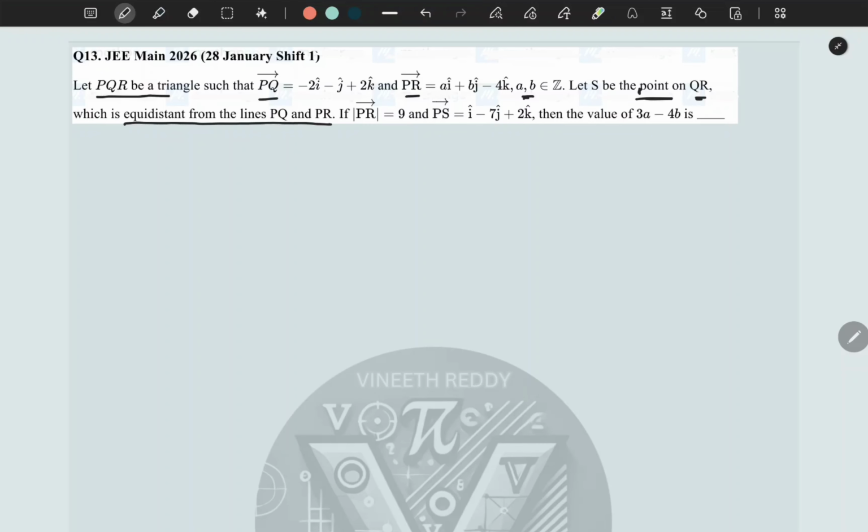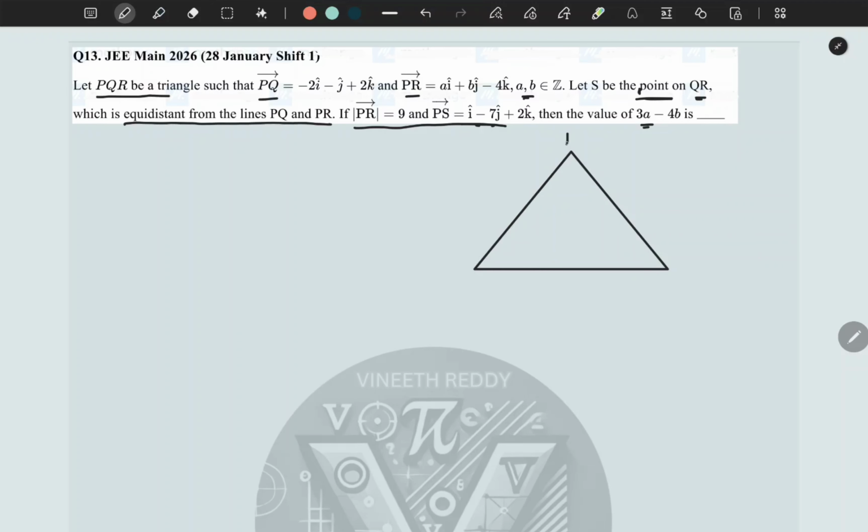So students, we have solved a similar model to this in one of the previous videos. Whenever we say a point which is equidistant from lines, that point should lie on the angular bisector. Here the length of PR is given and the PS vector is also given. The value of 3a minus 4b.